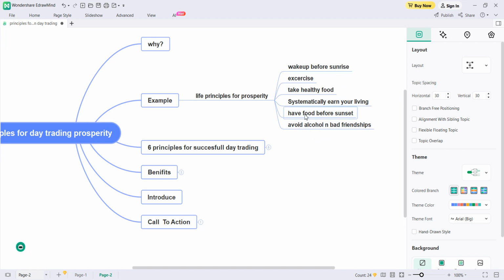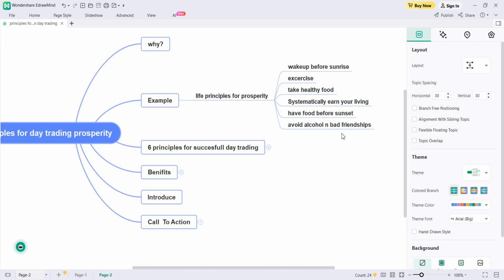And the next principle is, have food before sunset. When you are having food before sunset, what happens? The digestion system is really so nice. And if the digestion system is nice, when you are growing older and older, you have the ease to work, and you have happiness to be a living being. Okay. And avoid alcohol and bad friendships. Why? These are the things that ruin the lives of many youngsters. So when you follow these 6 principles, imagine how your life would be and what prosperity you get in your life.